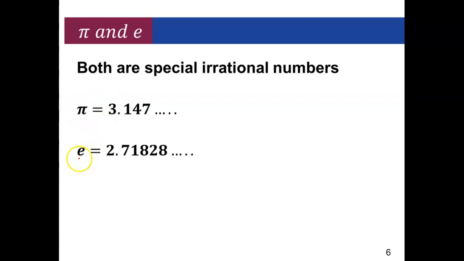e is an irrational number. 2.718 is usually the approximation we use for it, but it goes on forever. And so we capture all those decimals by just using this number here. It is a special key on your calculator. It's used so often.